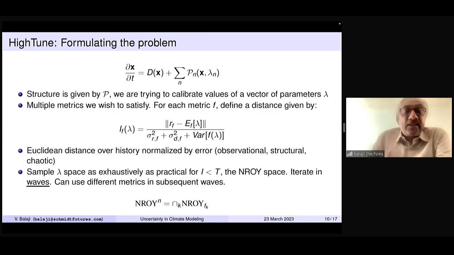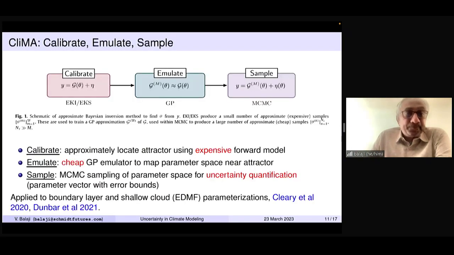One thing you notice is that the NROI space might actually turn out to be a null space, which means for your given formulation of equations, there's no setting of parameters that could correspond to the data you're working towards. That means you have structural error in your model and you need to rethink your parameterizations.